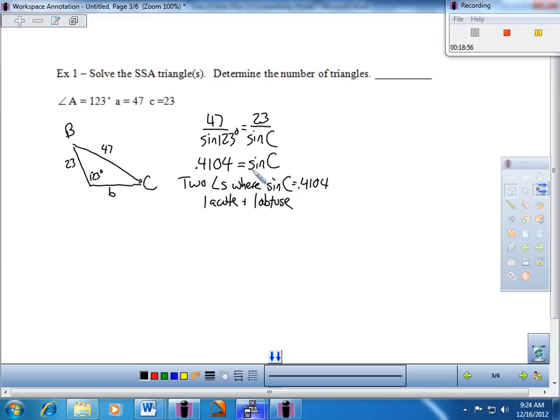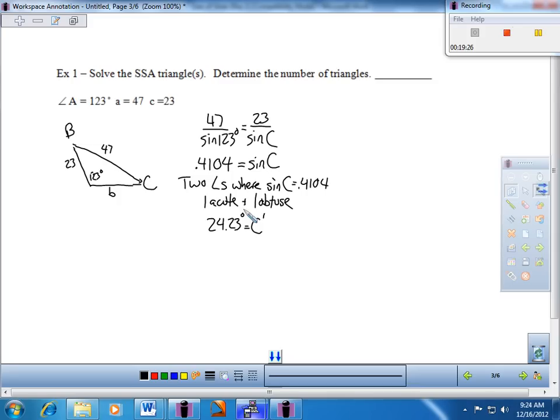So undo sine for me. I have it on my paper, so I'm not going to do it right here. You're going to do it on your calculator. Inverse sine of both sides. So inverse sine of 0.4104, and that would give us our reference angle as 24.23 degrees. That's what I get right there.